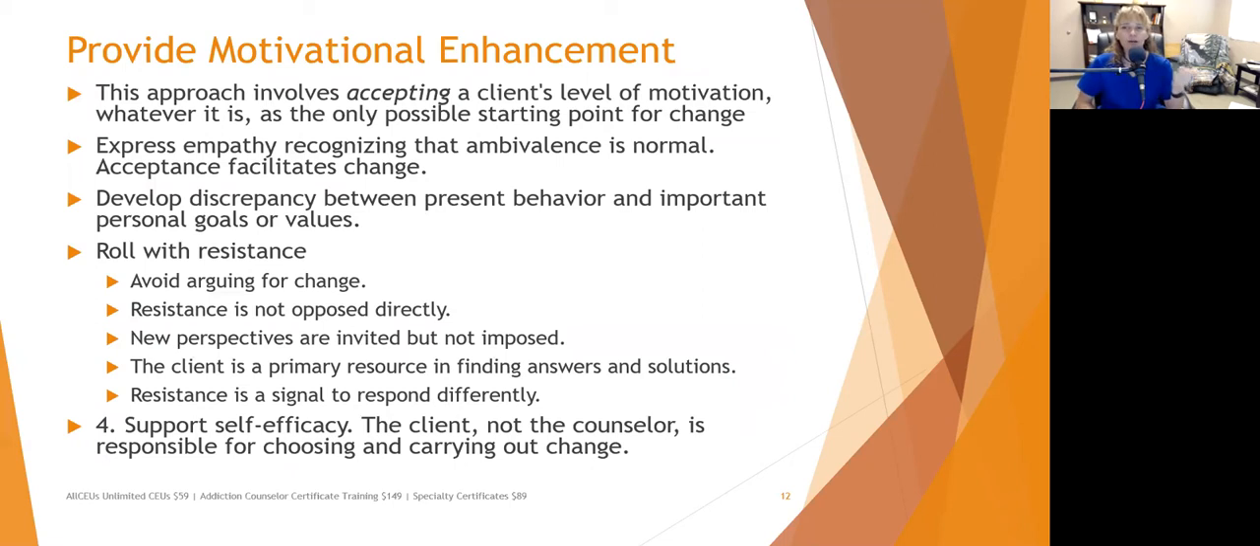We need to express empathy, recognizing that ambivalence is normal. People do things because there's a benefit. So if they were using drugs, all right, we need to understand why they were using drugs. What was the benefit to using drugs? And what are their apprehensions or their worries about change?